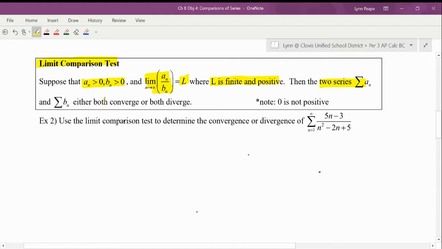So that means they either both converge or they both diverge. So they're looking at the ratio, right? The ratio between the two series. And if you get a finite and a positive value, then the series are going to act the same.